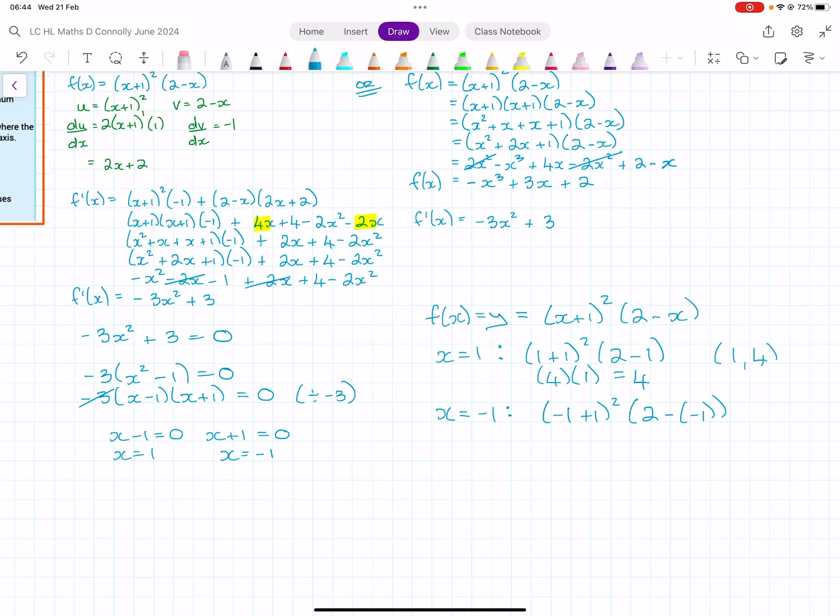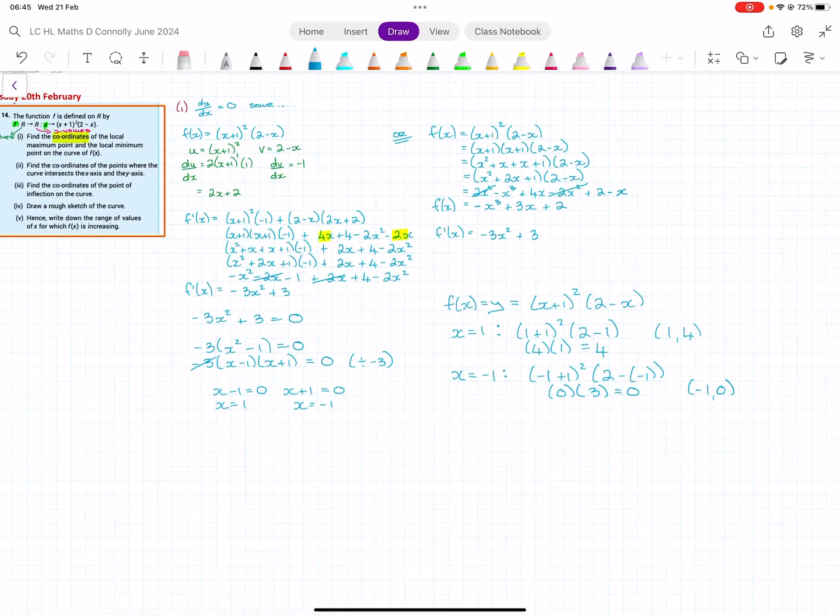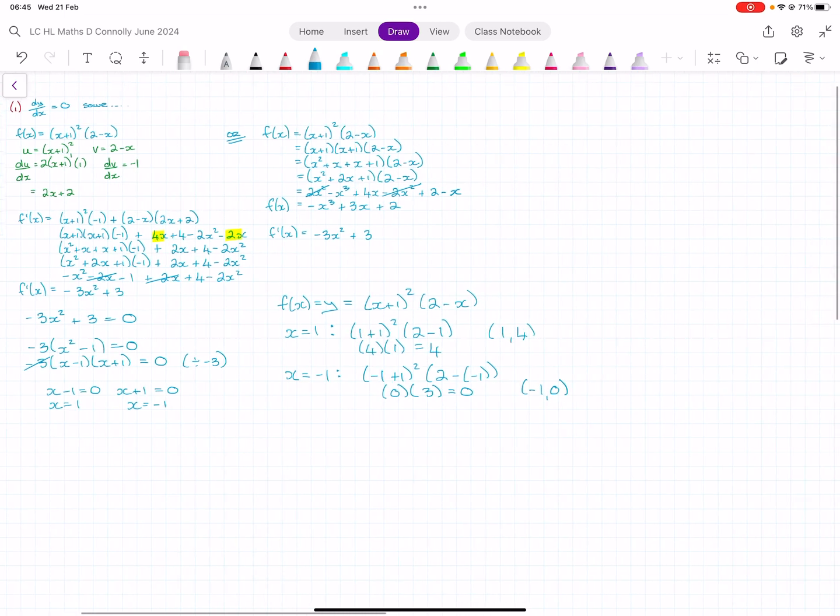And x equals minus 1 is minus 1 plus 1 squared times 2 minus minus 1. That's 0. 0 squared is just 0, and it doesn't really matter what the other factor is, we get 0, so that's minus 1, 0. So then for our verification, we need to do the second derivative.